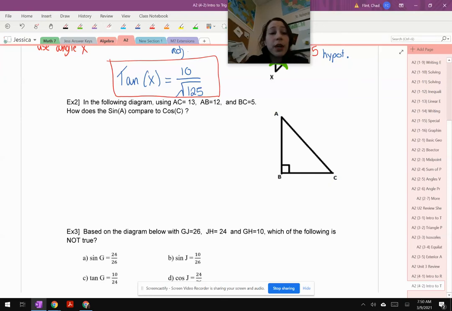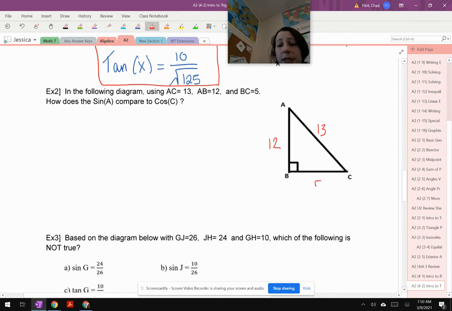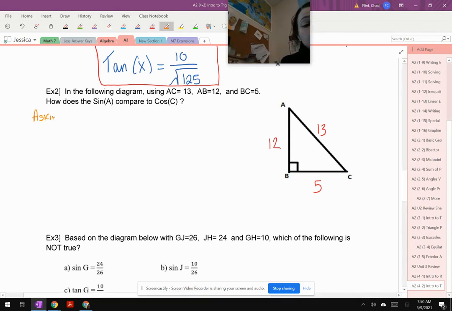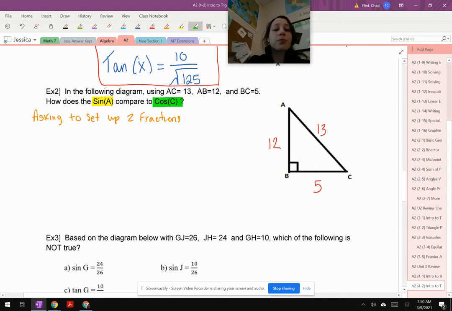Okay, example 2. In the following diagram, using AC is equal to 13, AB is 12, and BC is 5. How does the sine of angle A compare to the cosine of C? So this one is asking me to do two things. This is asking to set up two fractions. They're first asking for the sine of A and then asking for the cosine of C, and then they want us to compare those two fractions.